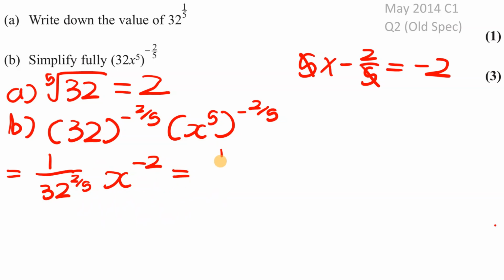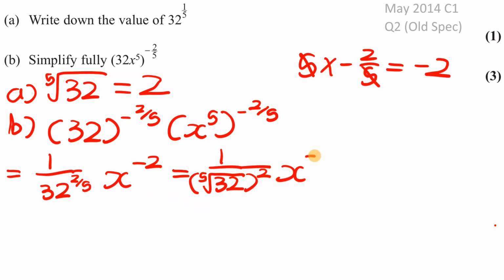So we have this 1 over 32 to the power of 2 over 5. Now remember what this means. So we have 32. When you have this 5 in the denominator in the power, this is going to be the 5th root, and then we have this 2 here, so all of this is going to be to the power of 2.